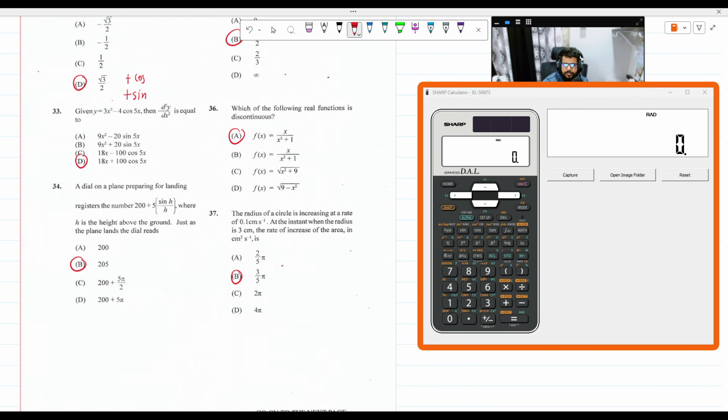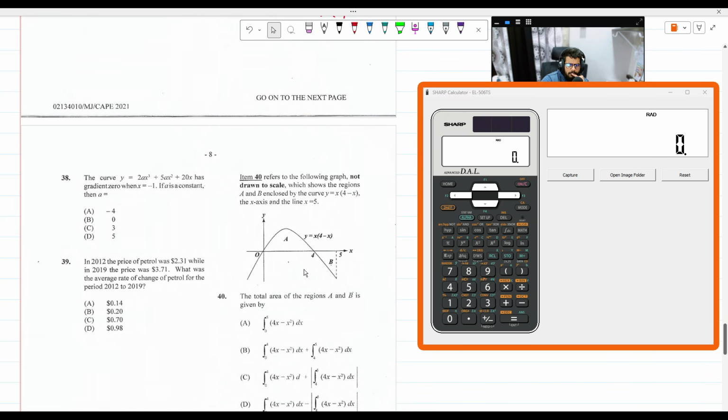Right, let me still go through it. I can't remember right now. The radius of a circle is increasing, so dr/dt is 0.1. When the radius is 3, the rate of increase of area, dA/dt, is dr/dt times dA/dr. dA/dr is going to be 2 pi r. So 2 pi by 3 by 0.1. Yes, it's going to be 0.6, which is 3/5.